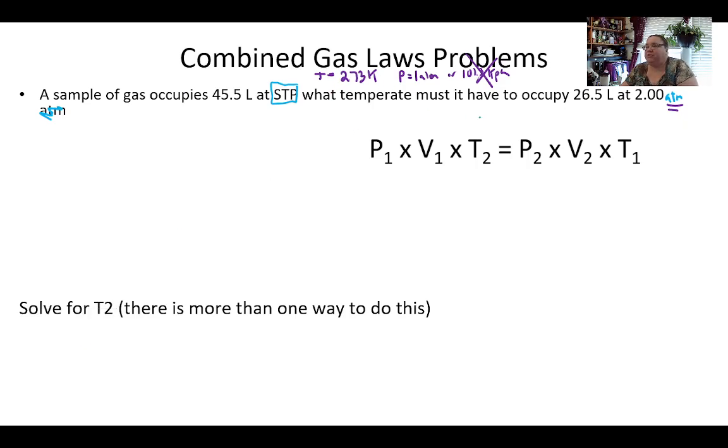So, what temperature must it have to occupy that information? These two numbers are in really close proximity in the problem together. That means they are probably both the same subscript. In this particular situation, they are both 2's. So they are my V2 and my P2, and it is asking me to find my T2.